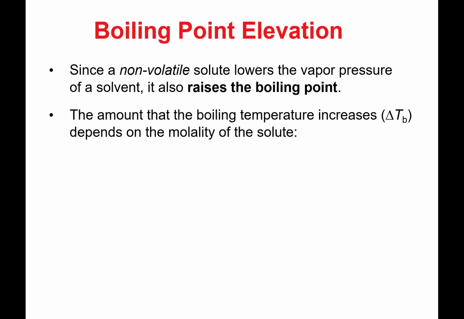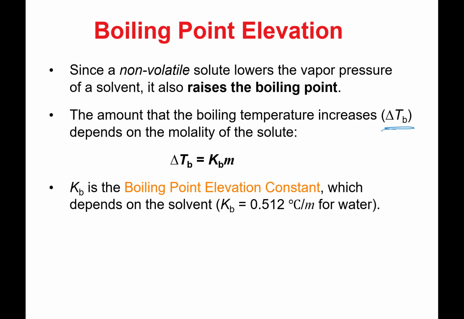And there is an equation for the amount that the solute causes the boiling point to increase by, which we can call delta TB. And it depends on the concentration in molality. Remember, we use molality because it is independent of temperature. And so delta TB, the boiling point elevation, is just the molality times a constant known as Kb. So Kb is known as the boiling point elevation constant.